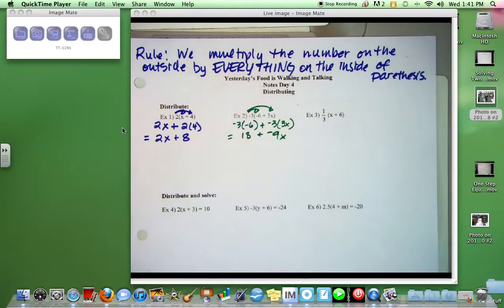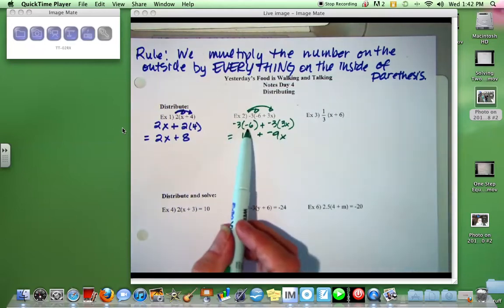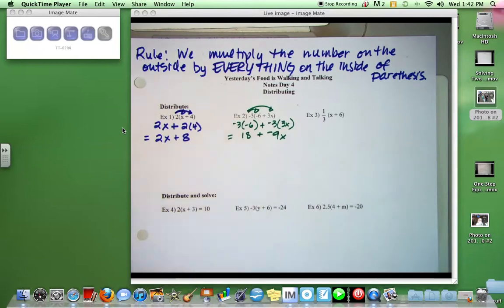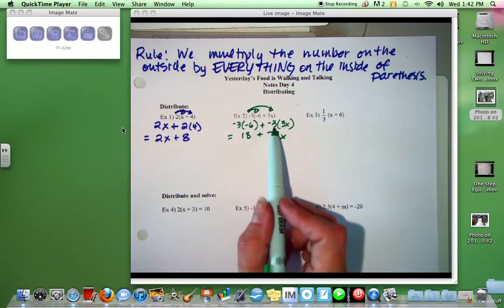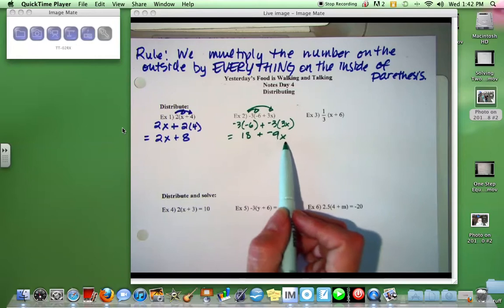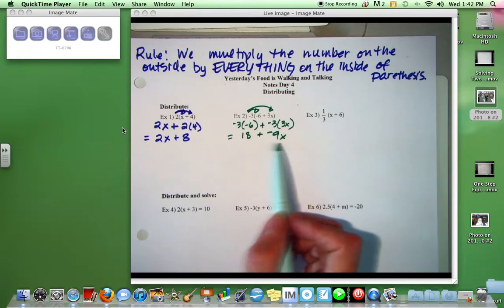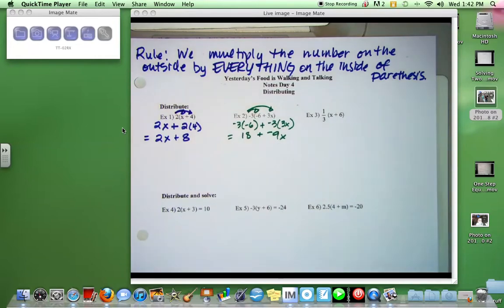Yes. We have a negative times a negative. It gives us a positive. 3 times 6 is 18. We have a negative times a positive, which gives us a negative. So 3 times 3 is 9. And we leave the x with it. That's as simple as we can put it right now.